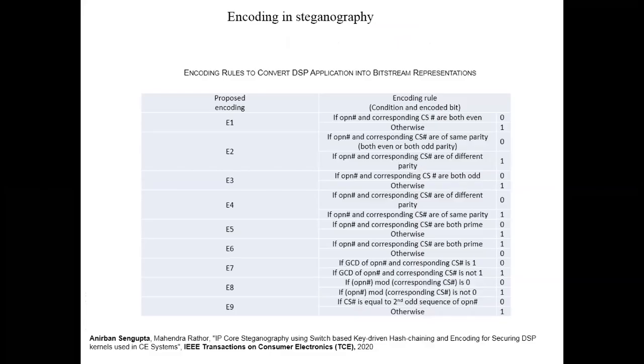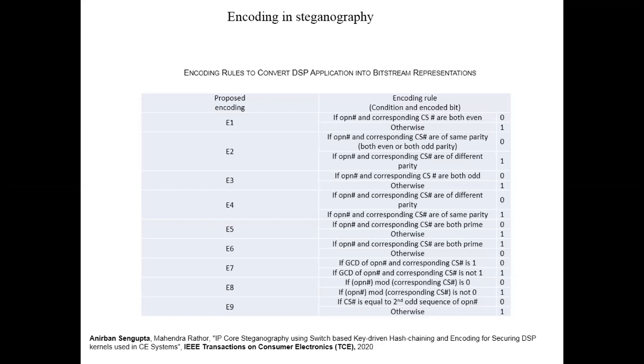So this slide just tells you what the different possibilities of the encoding are. I've given some examples of the 9 different possible encodings that you have. For example, E1 is such that if you have an operation number and the corresponding control state both even, it'll be 0, else it could be 1.